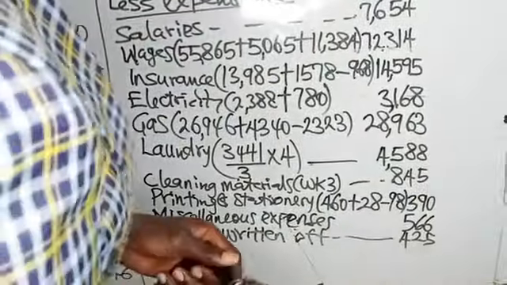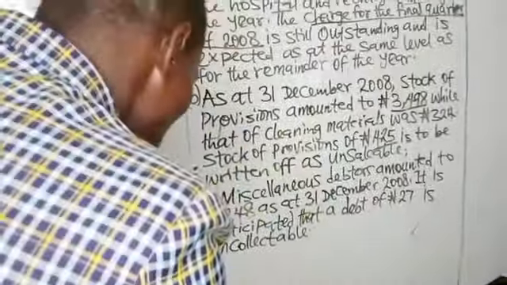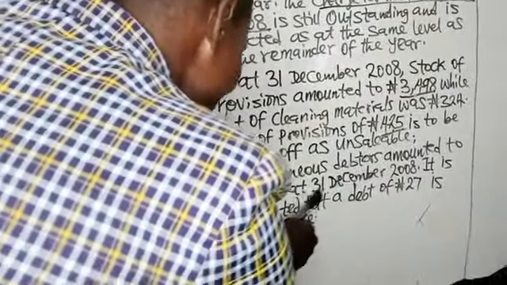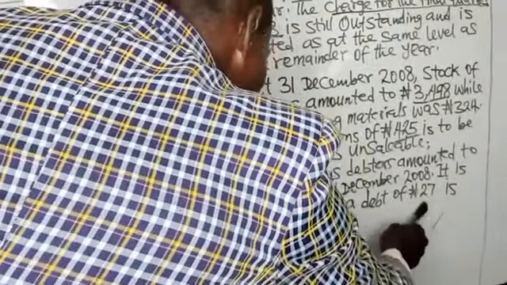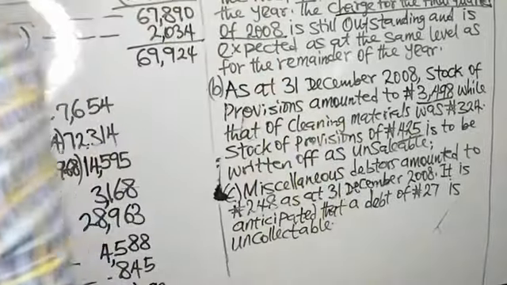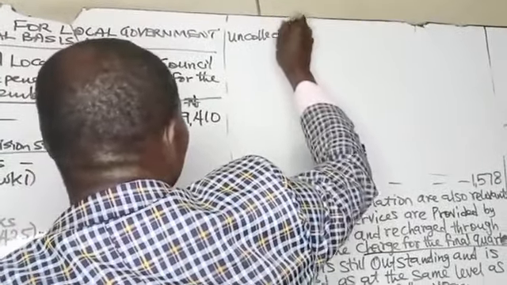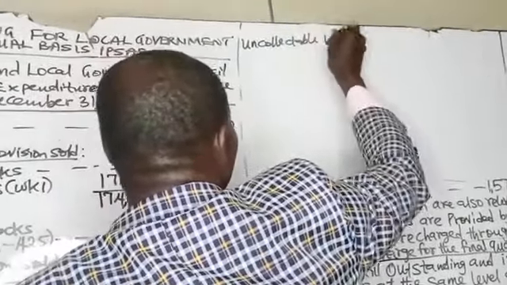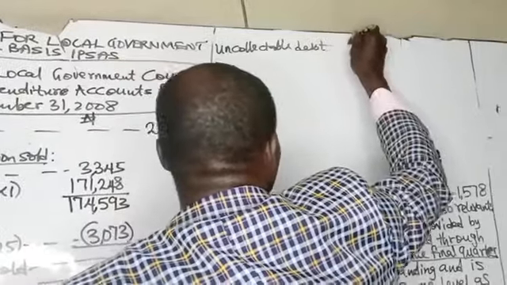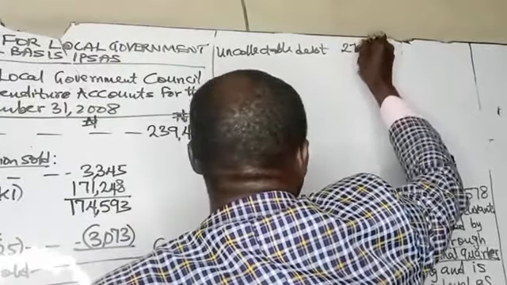Then see, miscellaneous debtors amounted to 248 as at 31st December 2008. It is anticipated that a debt of 227 is uncollectible. Uncollectible debt, and that amounted to 27 naira.